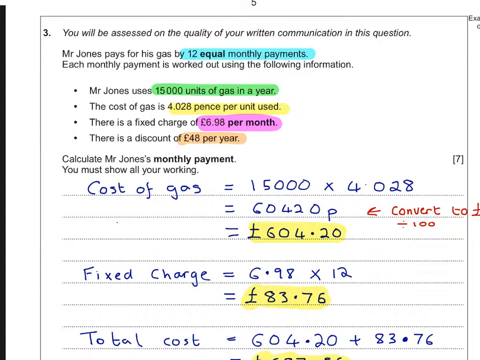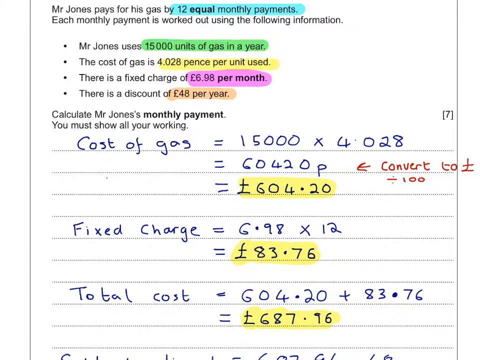All right. Your total cost then is these two bits added up. Gets us £687.96. At this point, if you haven't made these both the same units, that's when you're going to get difficulties. So always make sure you convert to pounds when you can.